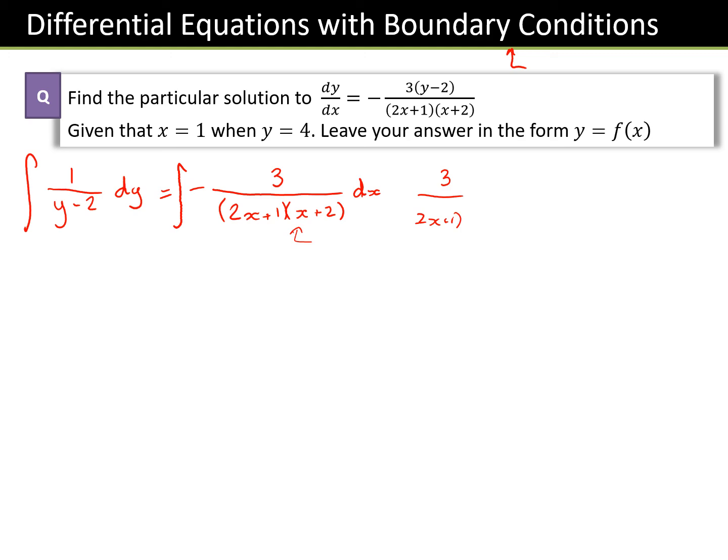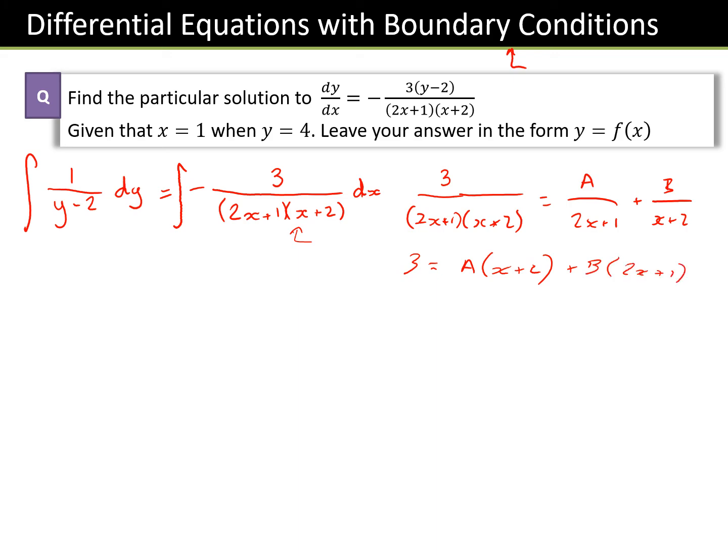Give me a sec, let me just write this out properly. We're going to write it in the form a over 2x plus 1 plus b over x plus 2. Now, I'll do this very quickly. Multiply up both sides by the fraction on the left. Now you should know how to do this already. So I'm going to let x equal minus a half.